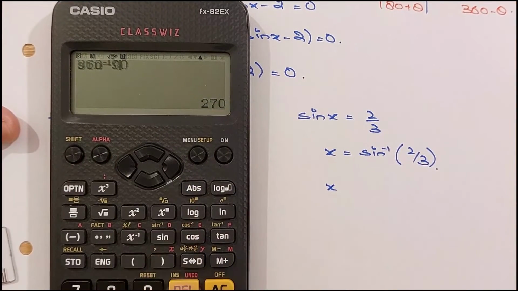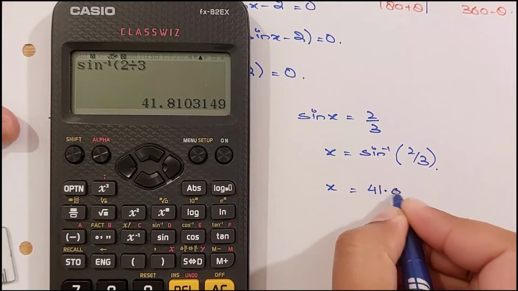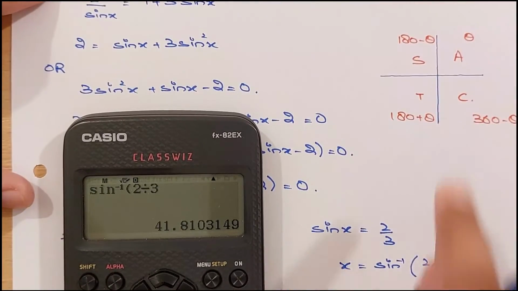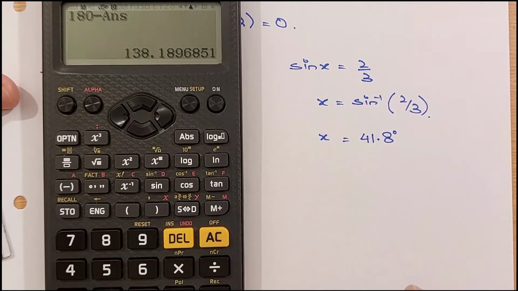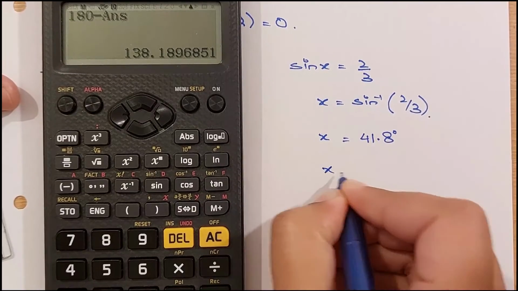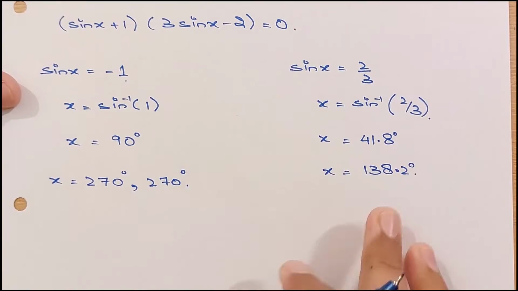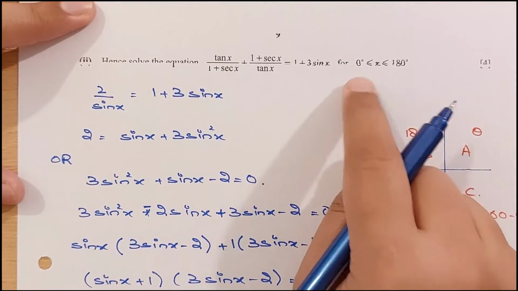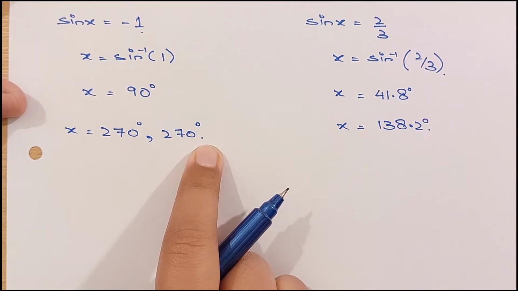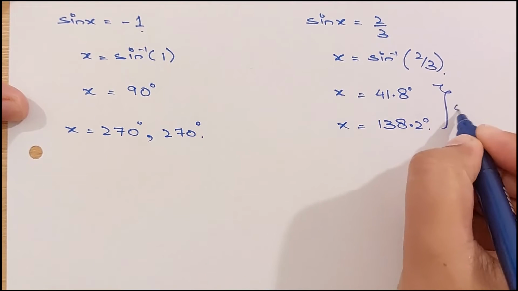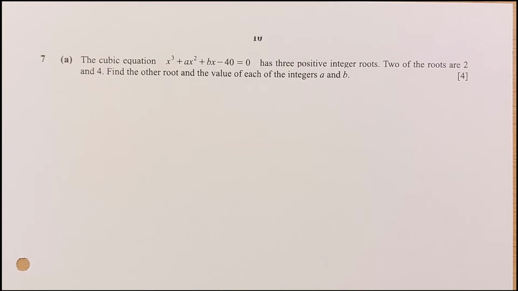Sine inverse 2 by 3. X is 41.8 degrees. This is positive, and sine is positive in first and second. So do 180 minus answer. This is 138.2. X is 138.2 degrees. Now let's see which values of x satisfy our domain. The domain is between 0 to 180 degrees, and these values 270 and 270 do not belong to the domain. So these are the only solutions because this satisfies the given domain.